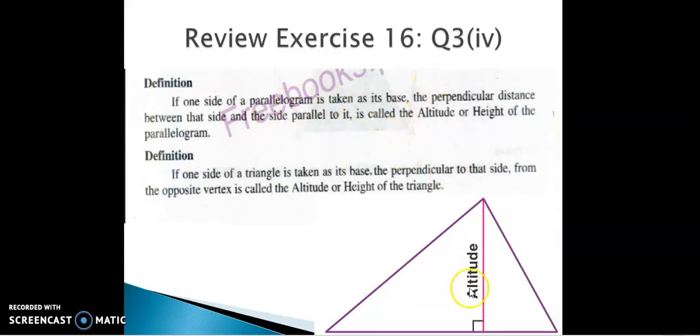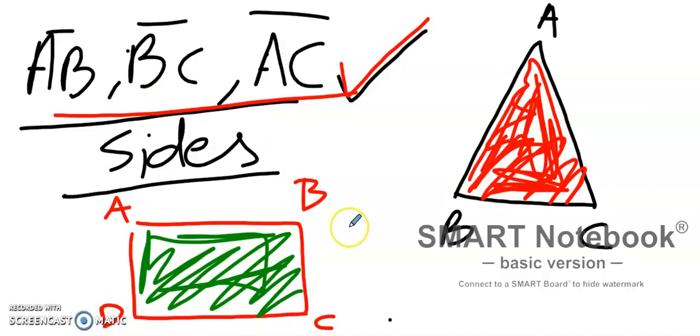As you can see in the figure, this is the altitude. I have explained that this is the height of your triangle. So here, these are the two definitions. The first one is for parallelogram and the second one is for triangle. If one side of a parallelogram is taken as its base, the perpendicular distance between the side and the side parallel to it is called the altitude or height of the parallelogram. So first of all, we need to understand this definition.